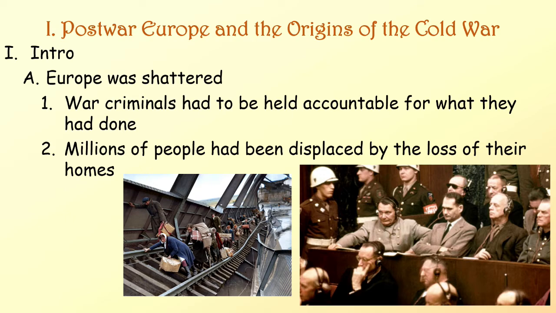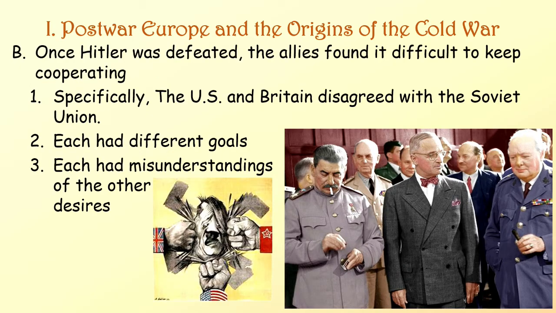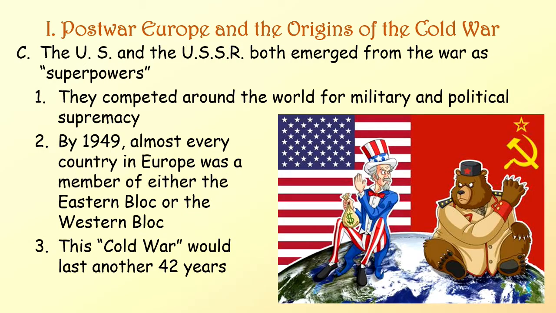Intro. Europe was shattered. War criminals had to be held accountable for what they had done. Millions of people had been displaced by the loss of their homes. Once Hitler was defeated, the Allies found it difficult to keep cooperating. Specifically, the U.S. and Britain disagreed with the Soviet Union. Each had different goals. Each had misunderstandings of the other's desires.